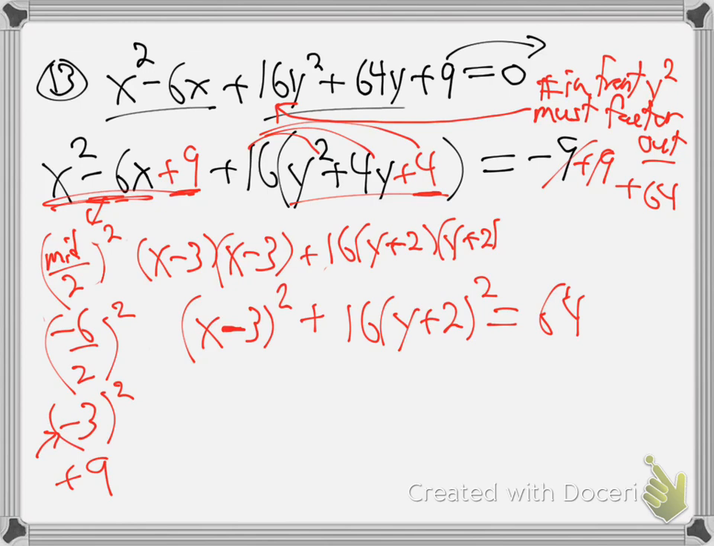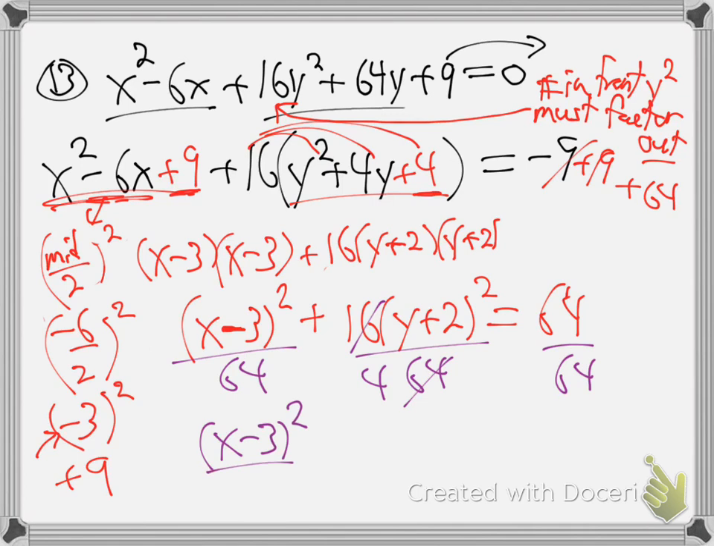What do we do now to finish the look? Got to get a 1 over here, huh? So divide through by 64, 64, 64. 16 goes into 64 4 times. So we get x minus 3 squared over 64 plus y plus 2 squared over 4 equals 1. There it is. Now it's got the look we need. We can graph it. All that's just to get it ready for graphing. It's all the preparatory work. Good? Ready to move it on?